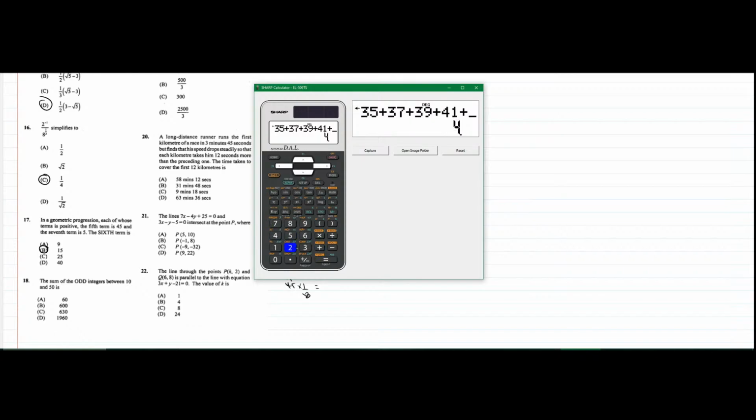41, 43, 45, 47, 49, 598. I missed one. I think I missed one. 11, 13, 15, 17, 19, 21. Oh, I put 22. Okay. It's supposed to be 23. Delete that. Oh, good lord. Delete that. 23 plus. Let me see what I get here. 599. I missed one again.